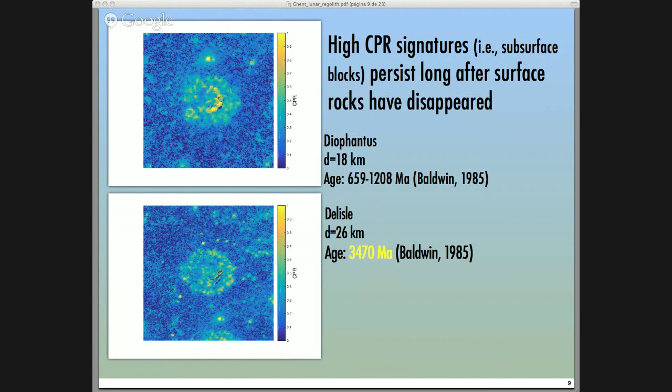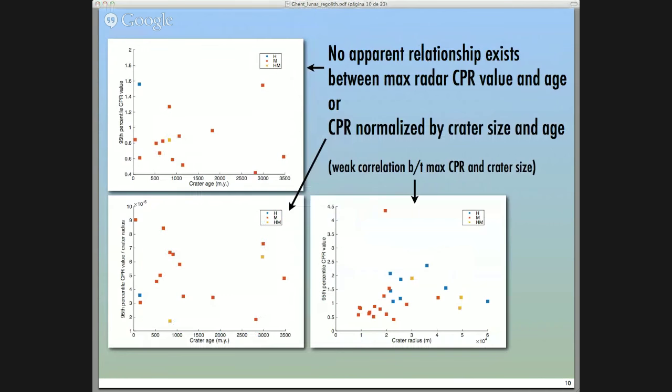You could try to do the same thing that we did with the Diviner rock abundance data with the CPR data from radar, but you don't see any correlation between the CPR data, the subsurface rockiness, and age. So here's the crater age here, and this is the CPR value. There's no correlation there. So what that's telling us, basically, is that once this regolith develops on top of those rocks, they're protected from being destroyed by impacts.